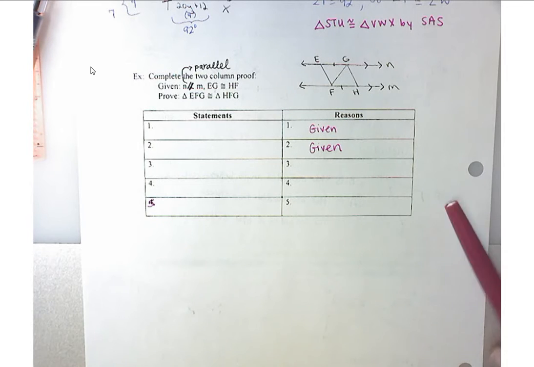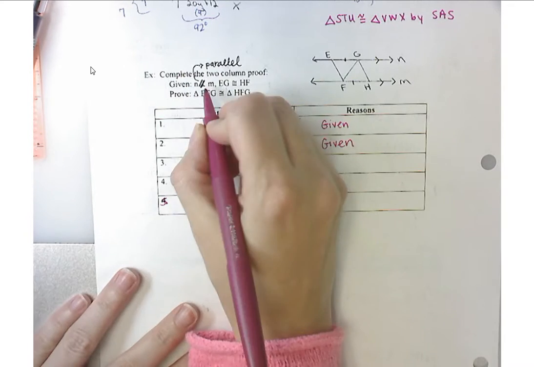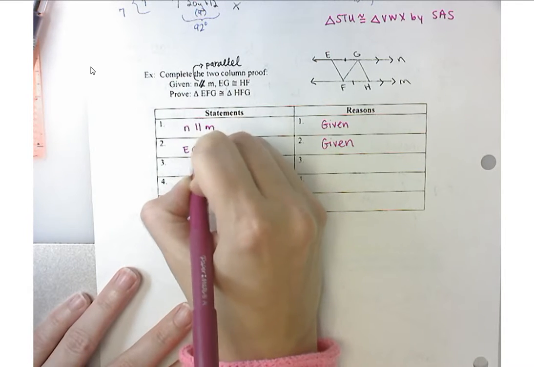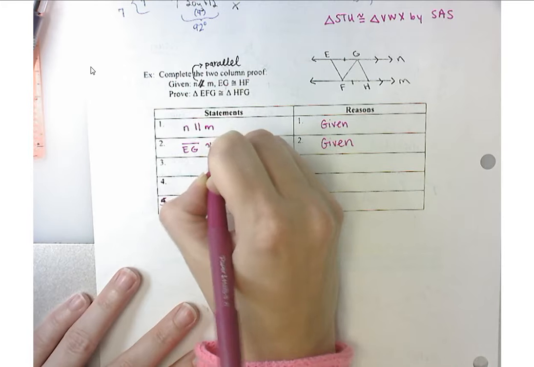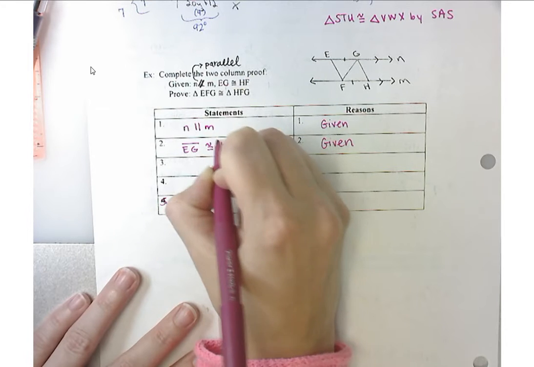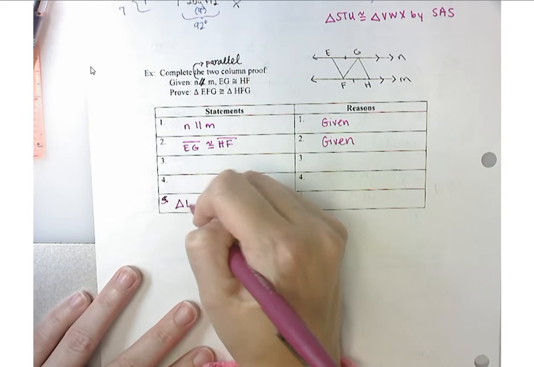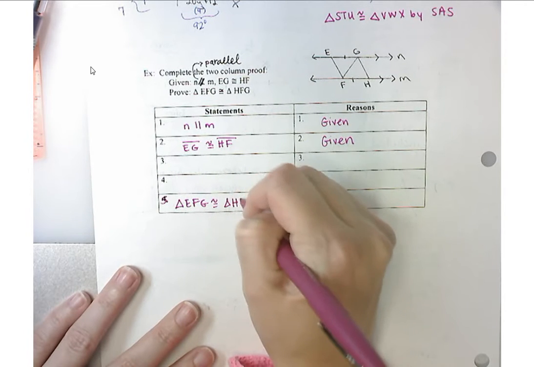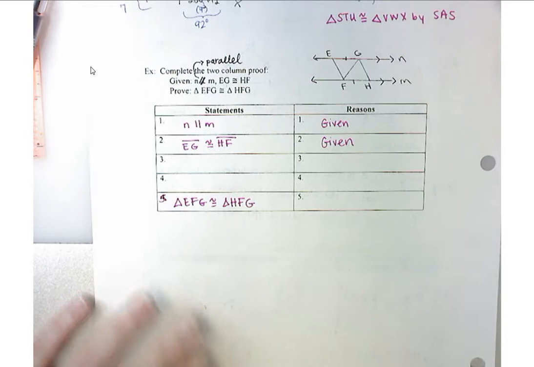Okay, so you should automatically have 5 boxes filled in, just from what you're given and what you have to prove. The first one is N is parallel to M. EG, which should have the segment on it, is congruent to HF. And then your triangle EFG is congruent to triangle HFG. I walked around and it seemed like you had a good handle on that start. But now the work begins.